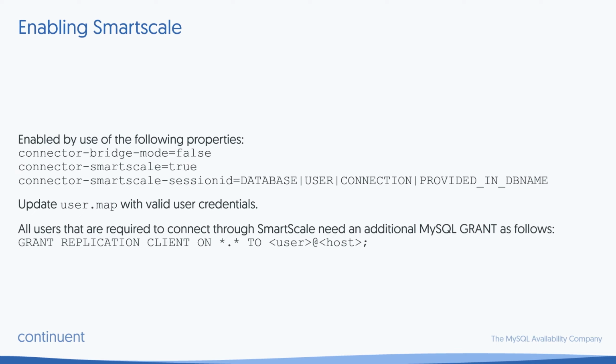So how do we enable SmartScale? First, we disable Bridge Mode and we enable SmartScale. Additionally, specify the session ID setting that you require. As I mentioned before, if you don't specify session ID, then database becomes the default. You also need to ensure the user map is updated with the correct users. And finally, any database user that uses your application will require the replication client privilege. So if you've got a set of users for your specific applications, you'll need to give them this extra grant so that they can then track and see the replication information to be able to find whether their reads have made it to the replicas.